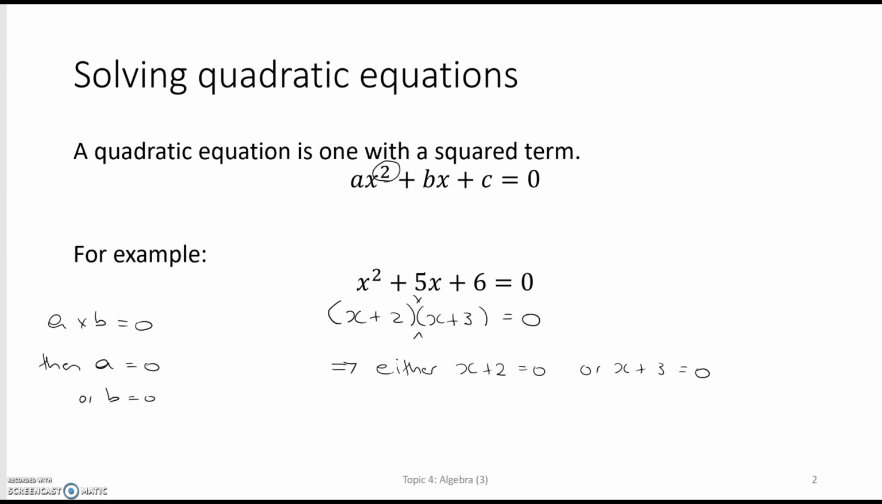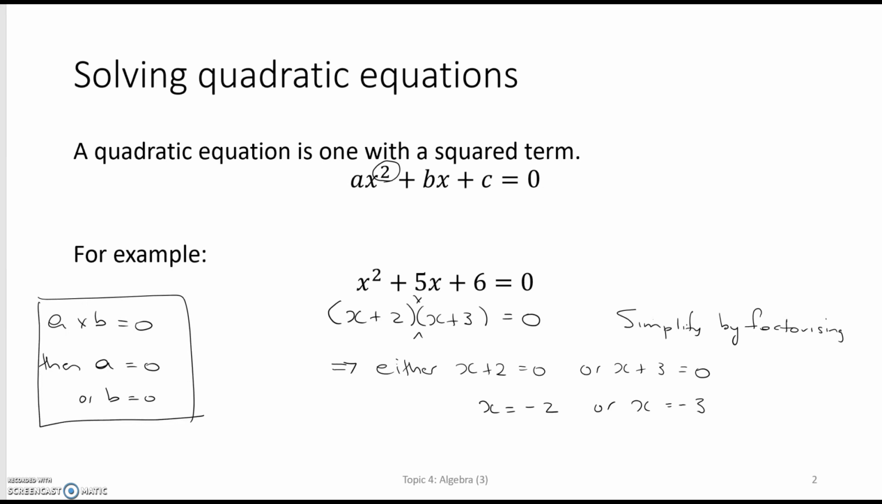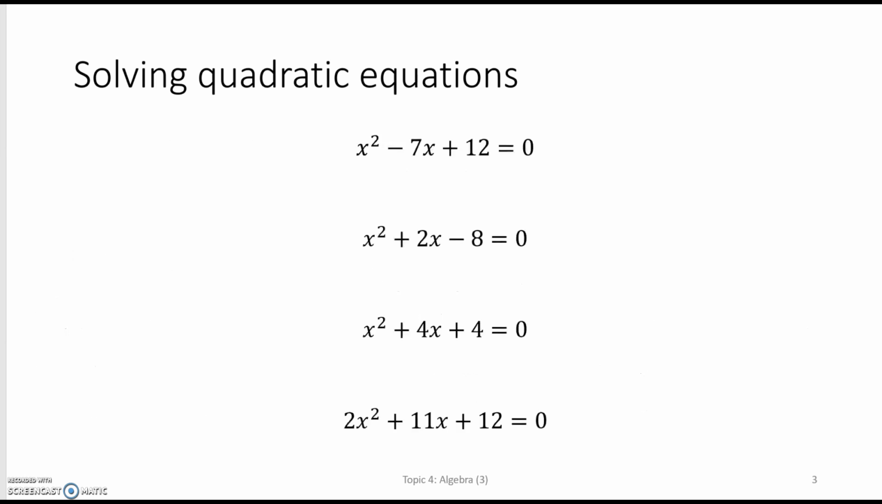Now those are easy linear equations to solve, so we can solve those to say that x equals -2 or x equals -3. And that's the working that you need to show for any problem like this. So we simplify by factorizing, and then we make use of this rule that says if two numbers are multiplied together, then one of them must be 0. Let's have a look at some examples.